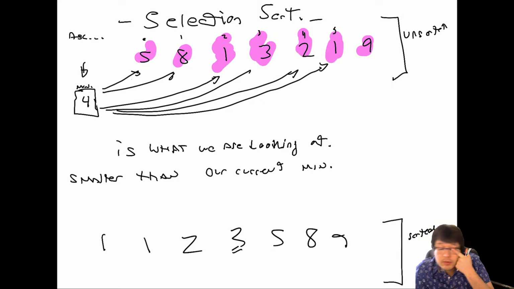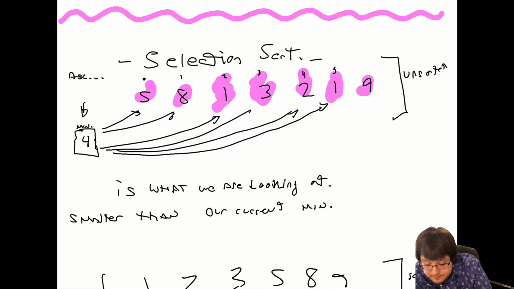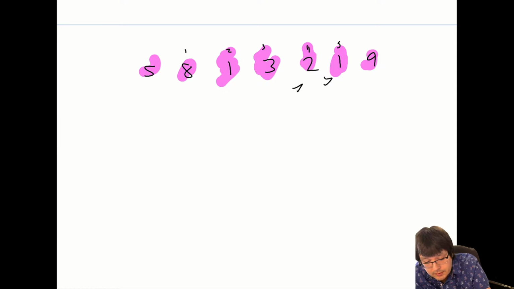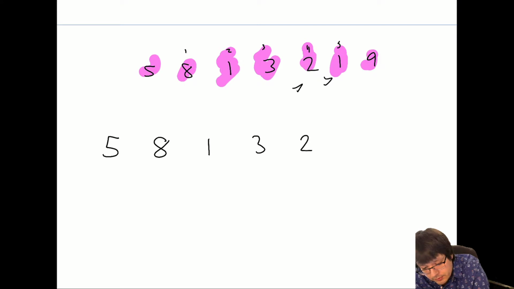Now, let me show you the way that you'd actually do it in practice. Because there's actually a very simple way of doing this without having to keep track of whether something is used or unused, or even, again, to make a new array. So let's actually use the same numbers. So let me just copy paste this here, and then let me just write them in. 5, 8, 1, 3, 2, 1, 9.